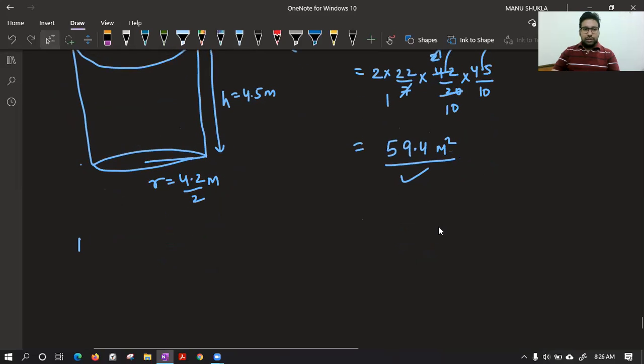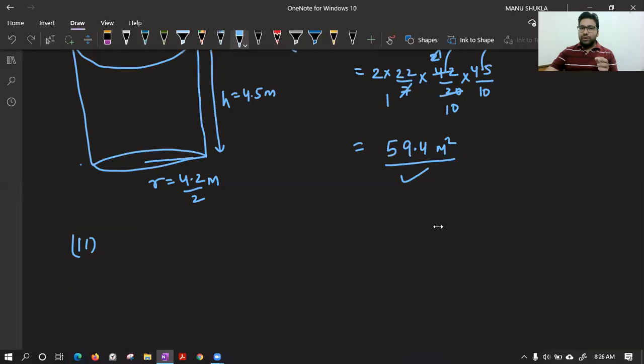In the second part they are saying how much steel was actually used if 1 by 12th of steel actually used was wasted in making the tank. Now try to understand, this area that we have found is curved surface area. If I ask how much sheet is required to make this tank, what will you find? You will find the total surface area.